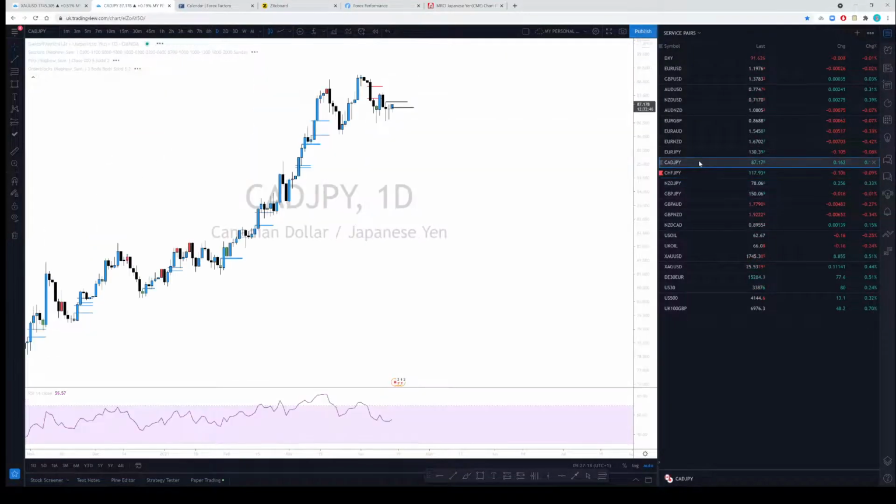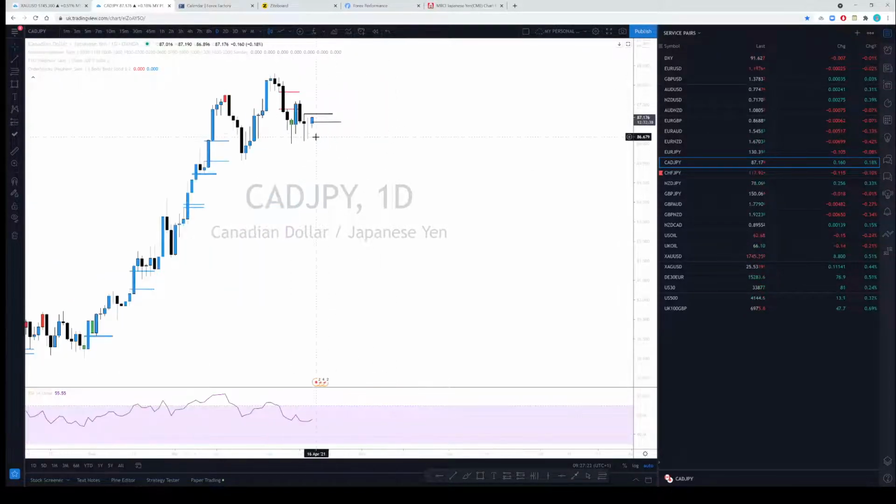Let's see what happens going into next week, because CAD yen right now is just not in a good position for me to buy it. Right? For us to be a buyer, that high has to be taken.